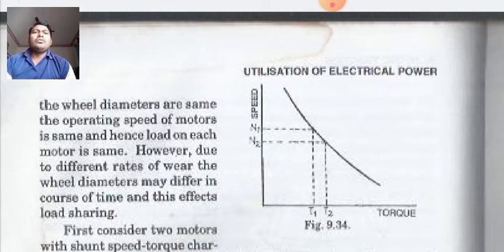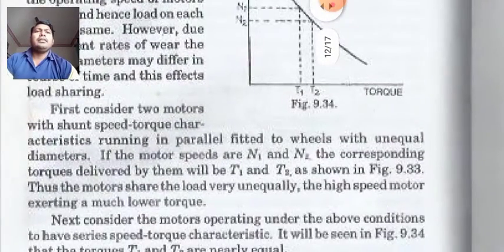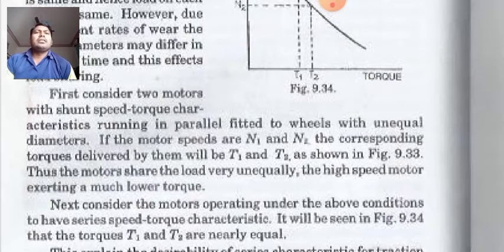First, consider two motors with shunt speed torque characteristics running in parallel, fitted to wheels with unequal diameters. If the motor speeds are N1 and N2, the corresponding torques delivered by them will be T1 and T2, because their speeds are different. Thus, the motors share the load very unequally, the high speed motor exerting a much lower torque.